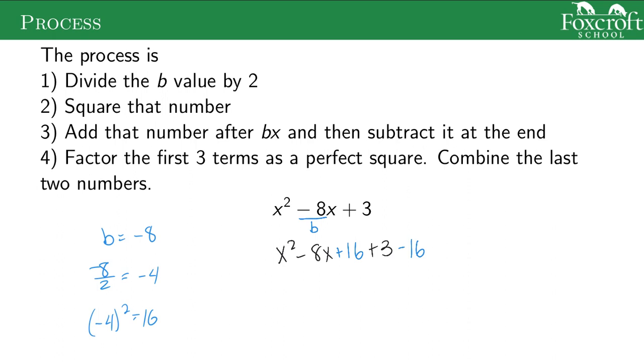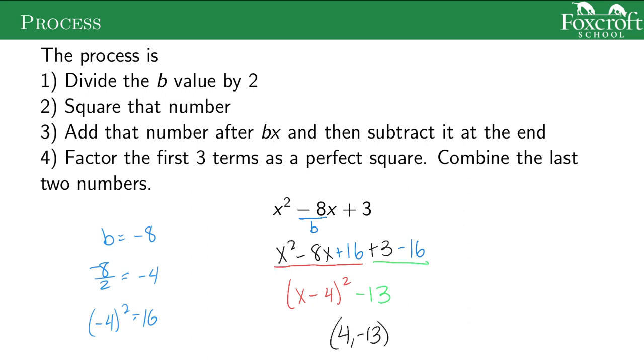But we added the 16 for a reason, because now these first 3 terms are going to combine and the second 2 terms are going to combine. Those first 3 terms are going to combine to x minus 4 squared, and the last 2 terms are going to be minus 13. So now we know the vertex is positive 4, negative 13.